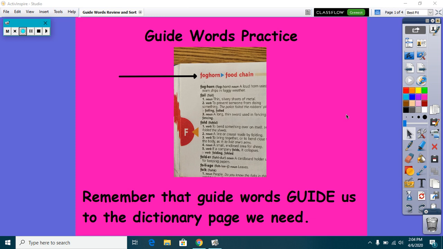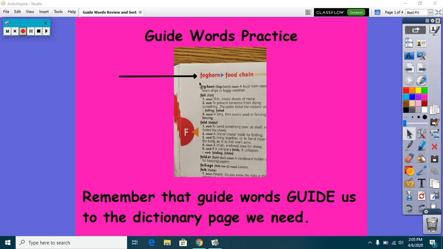So guide words are an important part of a dictionary page. You can see in the picture right here that here's the dictionary page and the guide words are in the top corner. The guide words here are foghorn and food chain, and you'll notice that they both start with an F because this is a page in the dictionary where the entry words are all going to start with F. And you can also see that foghorn is the very first entry word on the page.